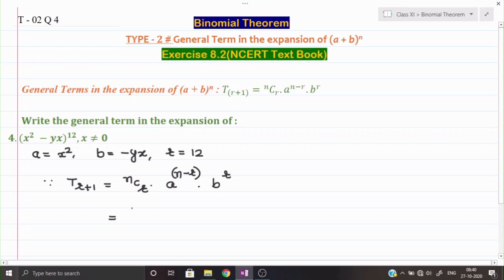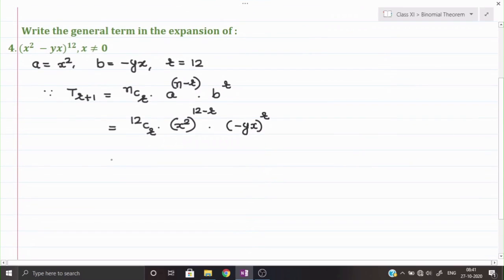Okay, let us put the values here. Here also it will be 12 C r, a, that is x square, again whole power 12 minus r, into minus y x, whole power r. Now again let us simplify further. The minus sign I can separate in a similar way as I have done in the last question: minus 1 to the power r into 12 C r into x to the power 24 minus 2r into y to the power r into x to the power r.